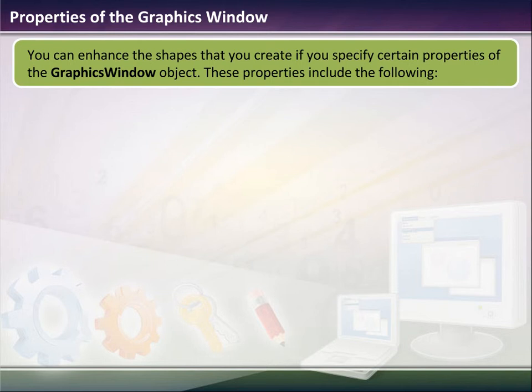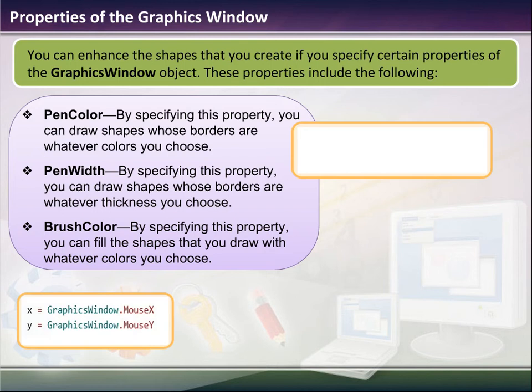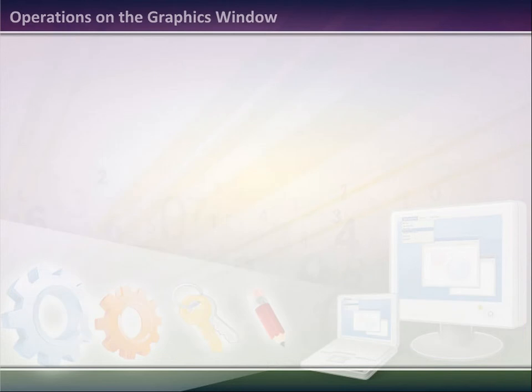But you can also enhance the shapes that you create if you specify certain properties of the graphics window. These properties include the following. You can change the pen color, you can change the pen width or thickness of the pen, you could change the brush color. And so those are going to just have some command lines. You can also position a cursor by using the object mouse X, and this you can find the horizontal position of the mouse, and mouse Y will find the vertical position of the mouse.